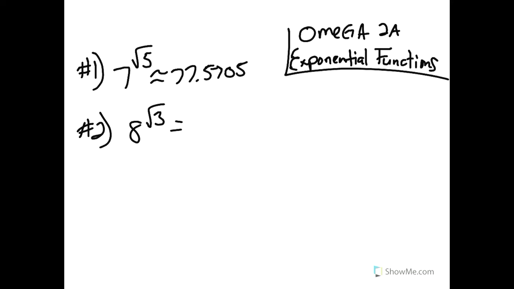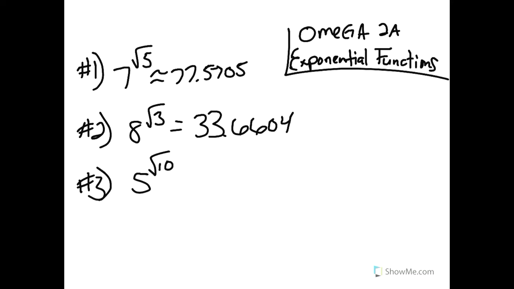8 to the cubed root of 3 is 33.6604. Number 3, 5 to the square root of 10, approximately 162.3070. These are all approximates. That's 1 through 3. Easy peasy.